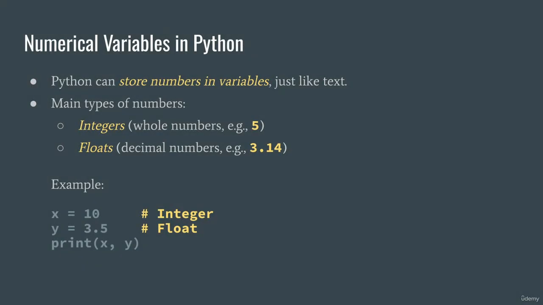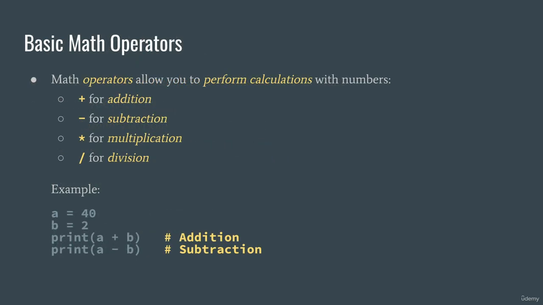Just like text, Python can store numbers in variables, allowing you to work with numerical data easily. The main types of numbers you'll encounter are integers, which are whole numbers, and floats, which represent decimal numbers. Python has math operators to work with numerical variables. For addition, you simply use the plus symbol, and for subtraction, you use the minus symbol. When you want to multiply, you can use the asterisk, and for division, you can use the /.